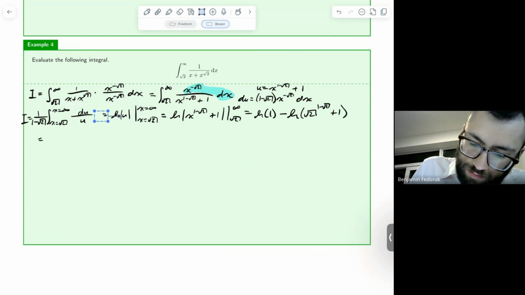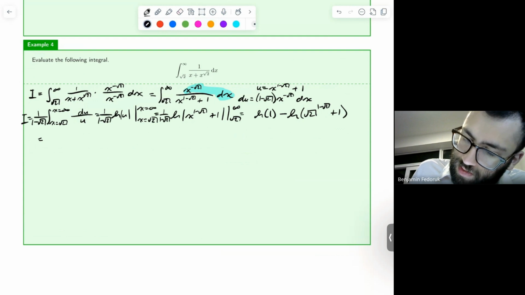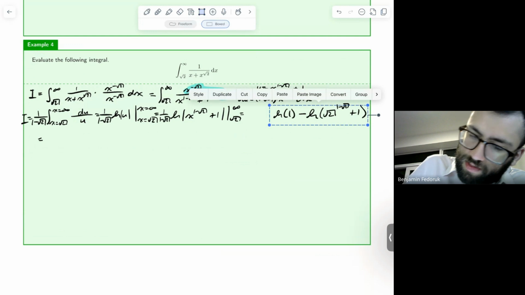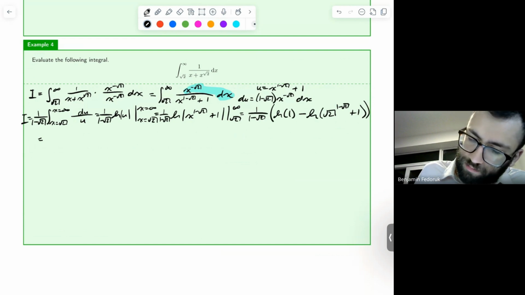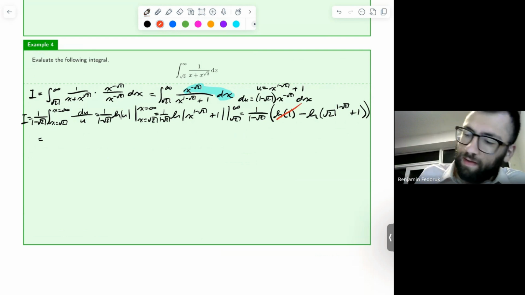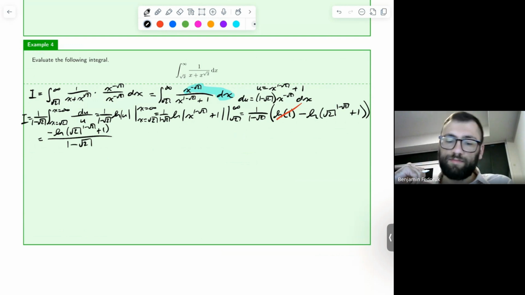Which means this will be 1 over 1 minus root 2 times that. 1 over 1 minus root 2. And simplify this side. 1 over 1 minus root 2 times this whole thing. And so I know ln of 1 is 0. And so what I'll get is negative ln of root 2 to the 1 minus root 2 plus 1 over 1 minus root 2. Now, is this as nice as the other ones?